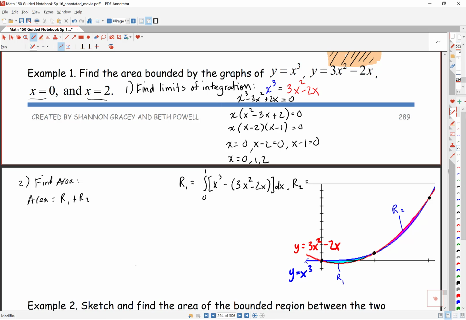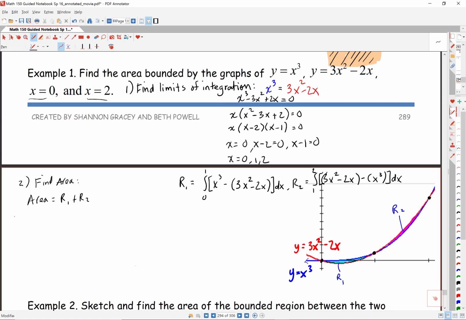And then region 2 is going to be the integral from 1 to 2. And then now we'll have our 3x squared minus 2x first, and then we'll be subtracting from that x cubed with respect to x. So, putting it together, let's see what we get for these integrals.